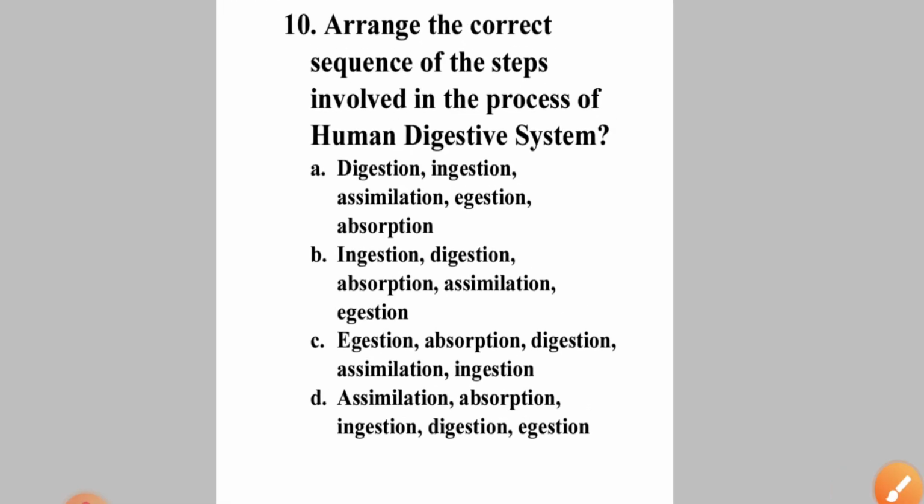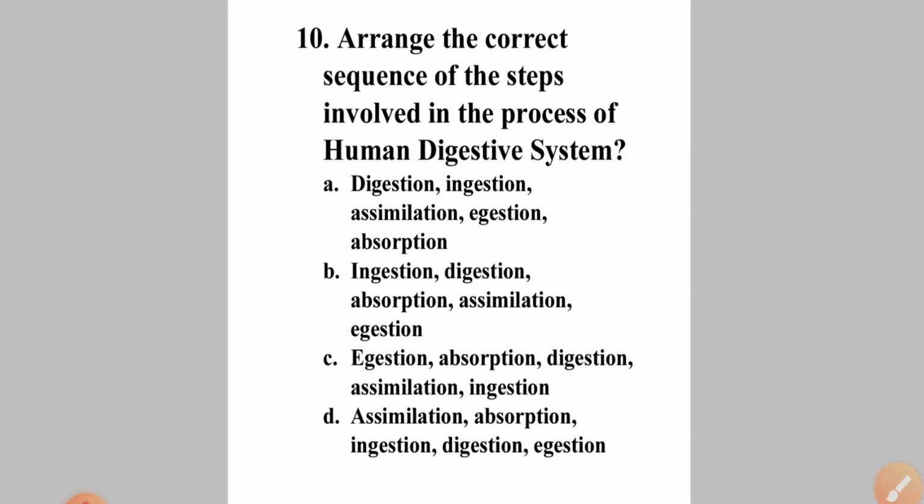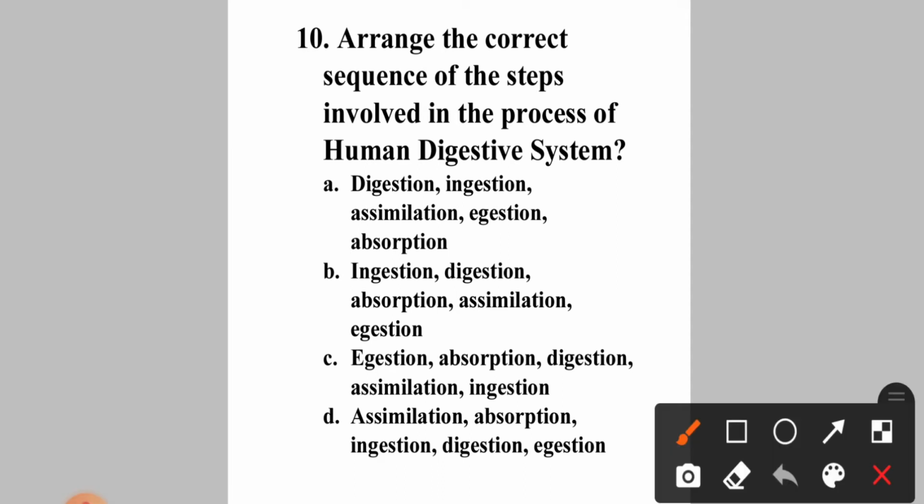Now come to question number 10. Arrange the correct sequence of the steps involved in the process of the human digestive system. Option A, digestion, ingestion, assimilation, egestion and absorption. B, ingestion, digestion, absorption, assimilation and egestion. C, egestion, absorption, digestion, assimilation, ingestion. And option D is assimilation, absorption, ingestion, digestion and egestion.